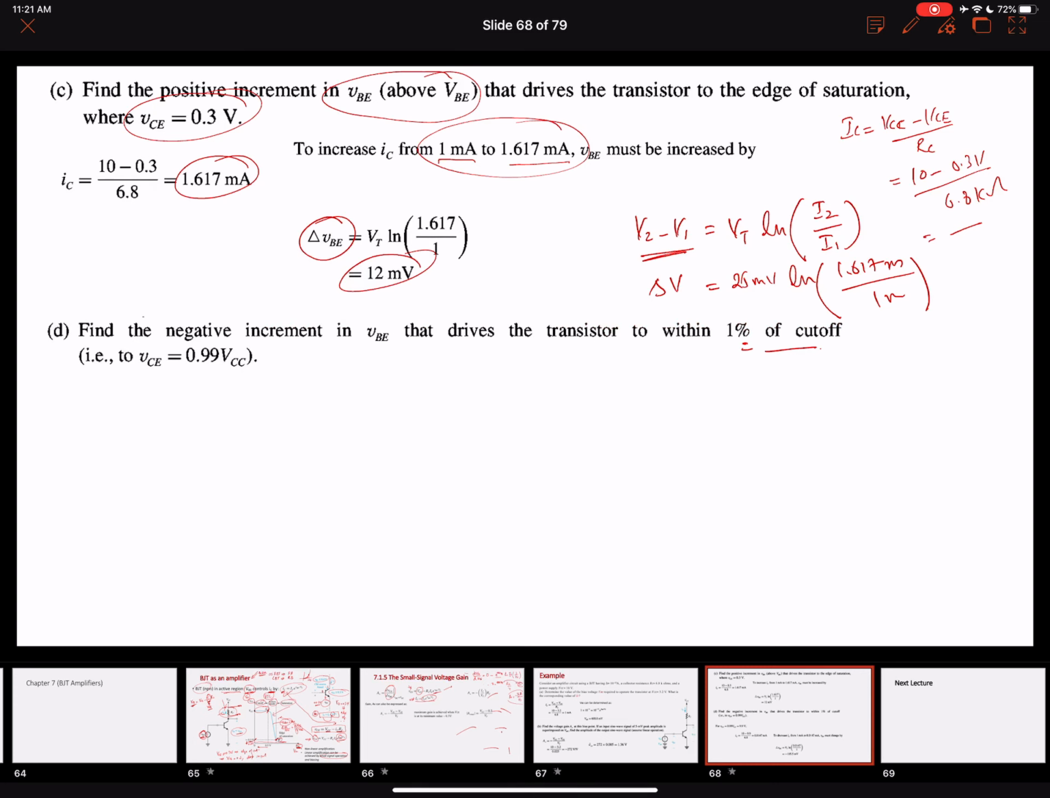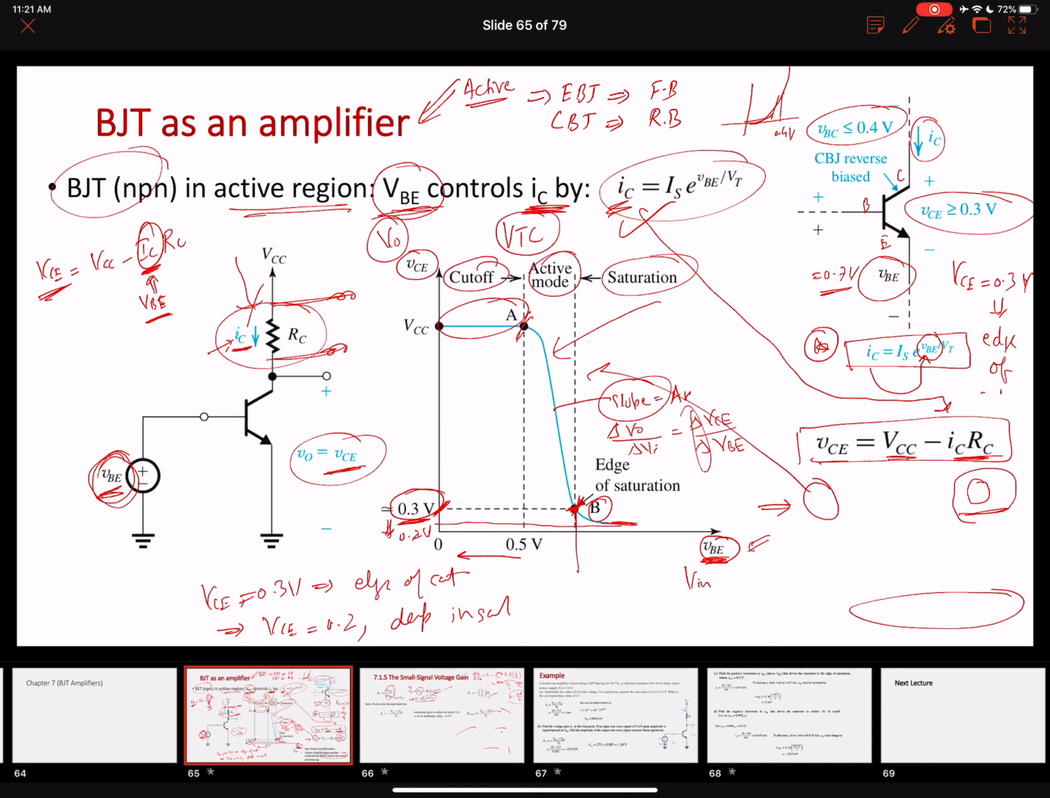Now we are interested in the other side of the story. We ended up finding out how to move to the edge of the saturation. Now let's figure out how to move it to the cutoff. Rather than moving exactly to the cutoff, we are moving to 99%, 1% of the cutoff value.